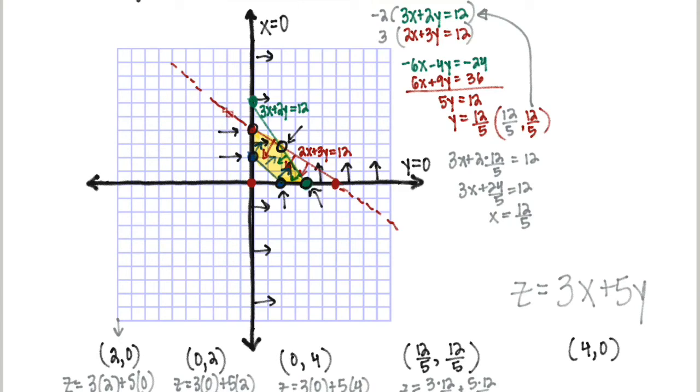It's not going to be larger than 20. It's going to be 19 and 1/5. And then our last one, z equals 3 times 4 plus 5 times 0, which is 12.